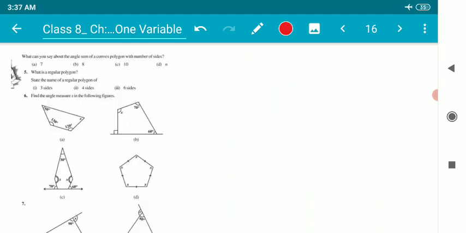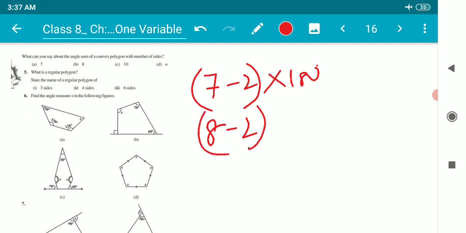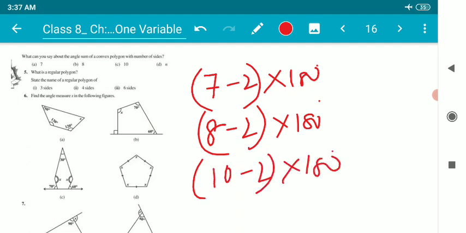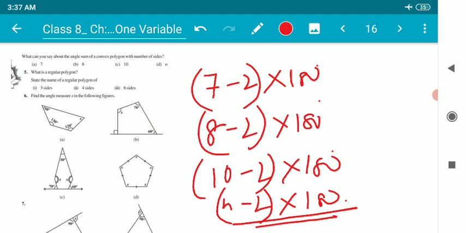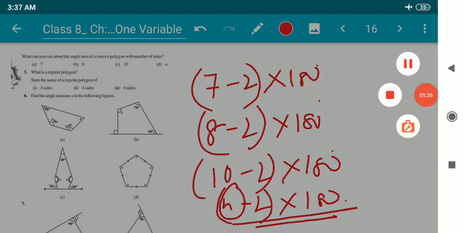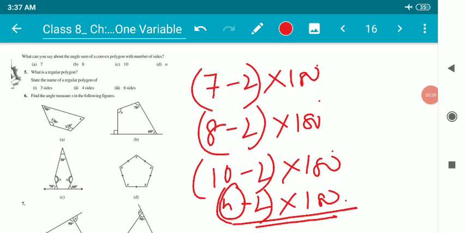Now children, here the question is: what can you say about the angle sum of a convex polygon with the number of sides 7? No problem. We simply apply the formula: 7 minus 2 into 180. Next question, 8 minus 2 into 180. To get the sum of all the interior angles for 10 sides, 10 minus 2 into 180. Next is n minus 2 into 180, where n means we don't know the number of sides. So children, this is how we have to deal with such kinds of questions.